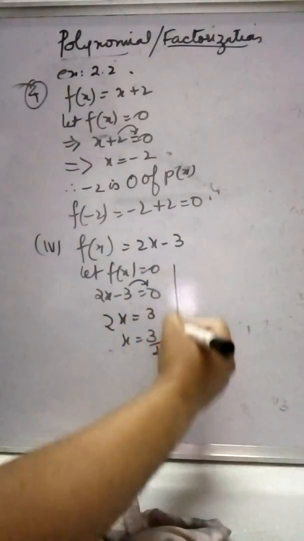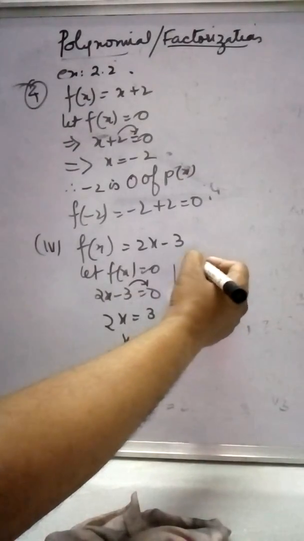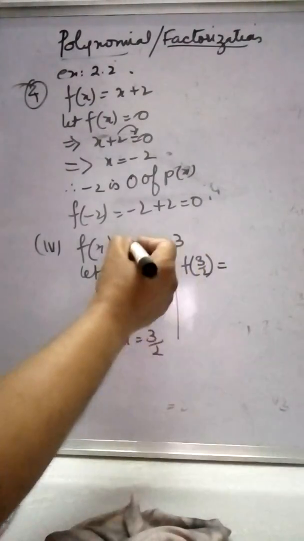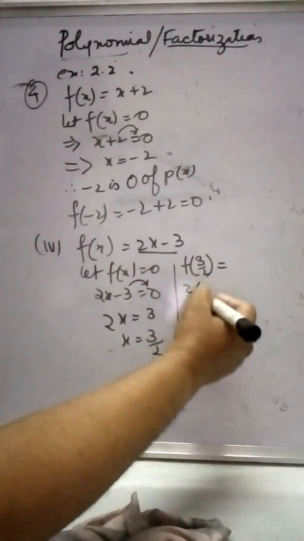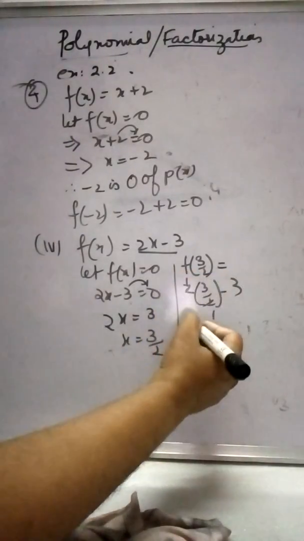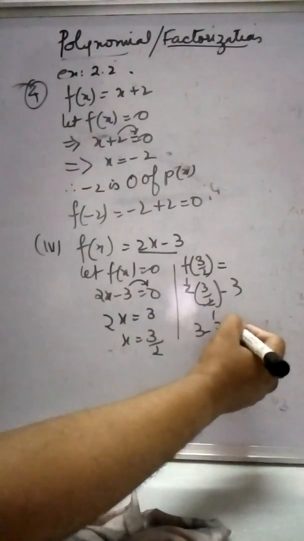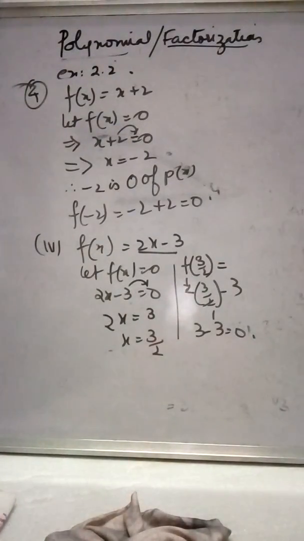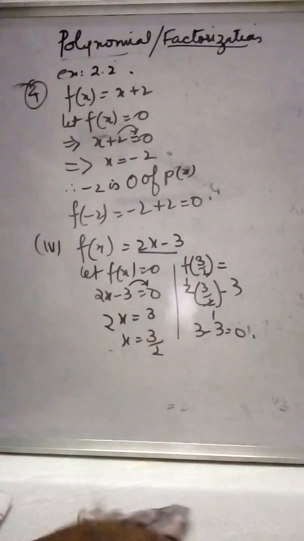We'll verify this. f of 3 by 2 will be equal to, substituting in this one, 2 into 3 by 2 minus 3. 2 one times, 2 one times. So 3 minus 3 is 0. So this is how we find out the zeros of the polynomial. Now the fifth problem.